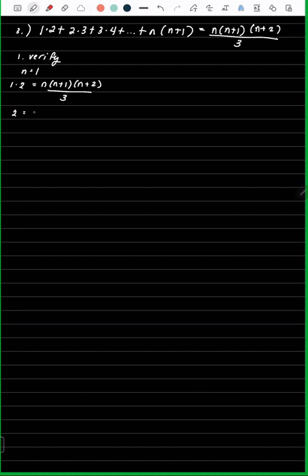And we're just going to substitute 1 to all the n's. So that would be 1, 1 plus 1, and 1 plus 2 over 3. So 2 is equivalent to 1 times 2 times 3 over 3, and we can cancel out 3. So 2 is equivalent to 2. So as you can see, for n is equal to 1, the mathematical statement is still valid.